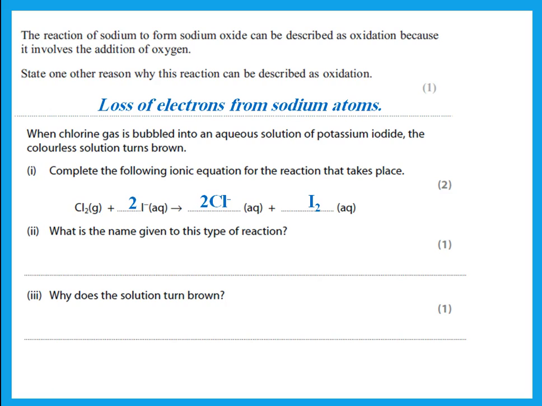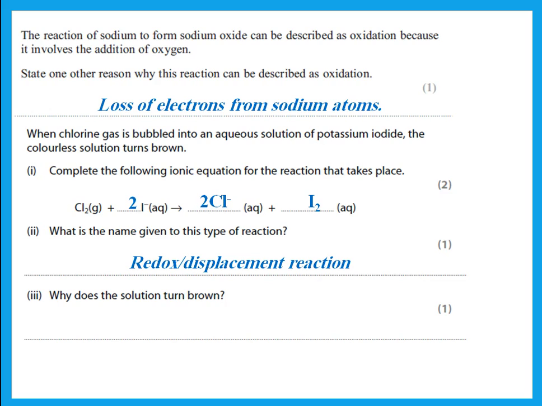What is the name given to this type of reaction? Now what has happened? The chlorine gained electrons. It became Cl minus. Or we say that its oxidation number decreased from 0 to -1. That means the chlorine in this case was reduced. Now what happened to the I minus? The I minus changed to I2. So either we say that the I minus lost electrons, or the I minus changed oxidation number from -1 to 0, and that means that this is a redox reaction.